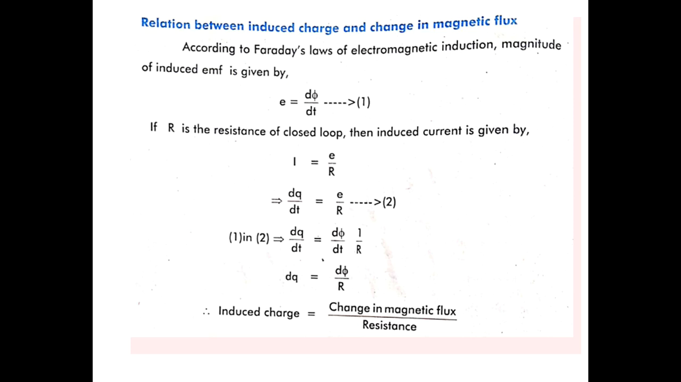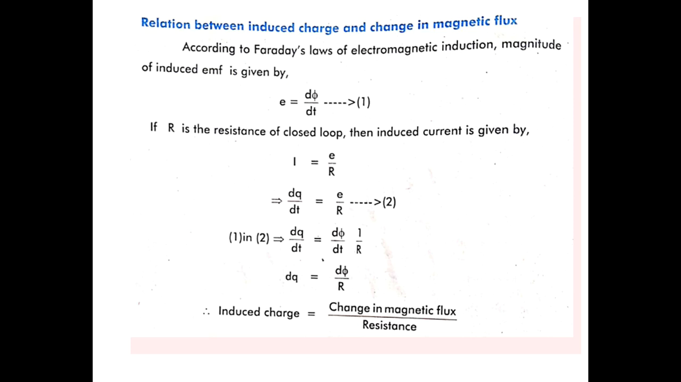Here dq is the induced charge. The induced charge is equal to the change in magnetic flux divided by resistance. This is the main relation between the induced charge and the change in magnetic flux.